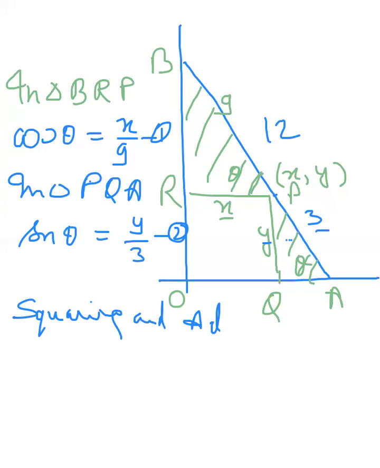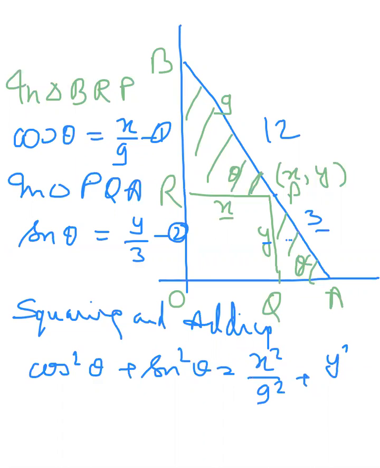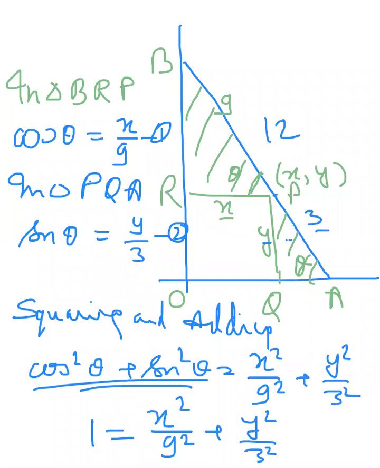When we square and add, it will be cos square theta plus sine square theta equals x square upon 9 square plus y square upon 3 square. This becomes 1. So 1 equals x square upon 9 square plus y square upon 3 square. So when the rod is moving, the shape formed will be an ellipse. The curve formed is an ellipse, and its equation will be x square upon 9 square plus y square upon 3 square equals 1.